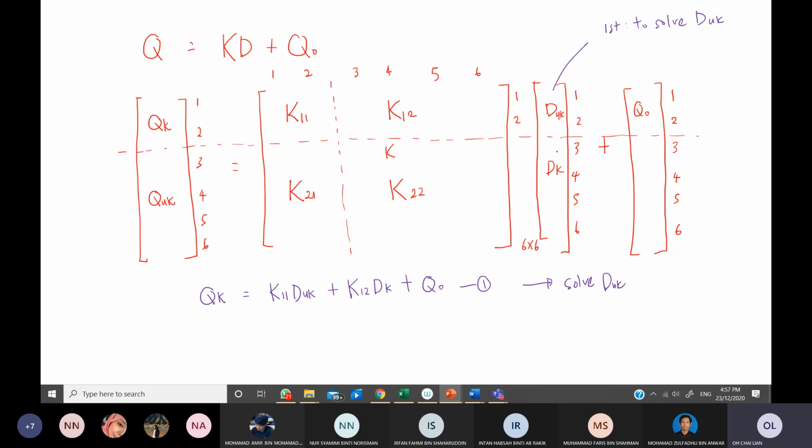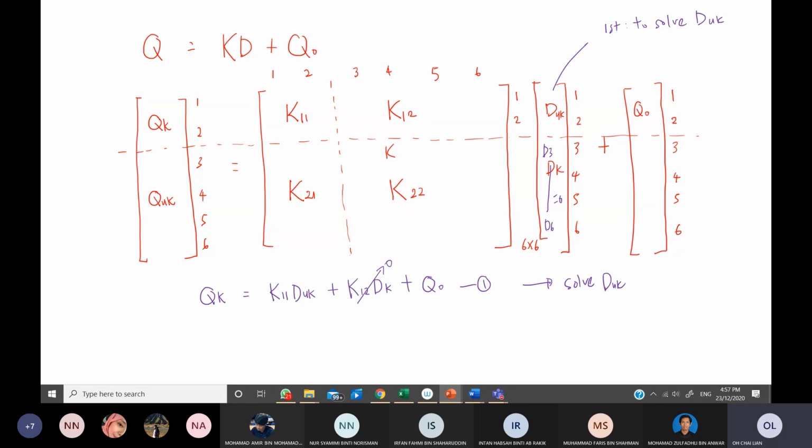If you refer back to your known displacement, your D3, D4 to D6 are all equal to 0, right? So when K12 multiplies 0, this is 0. So the remaining are K11, D unknown plus Q0.